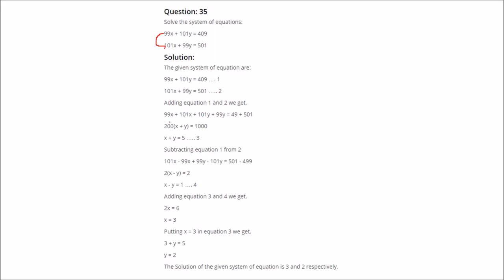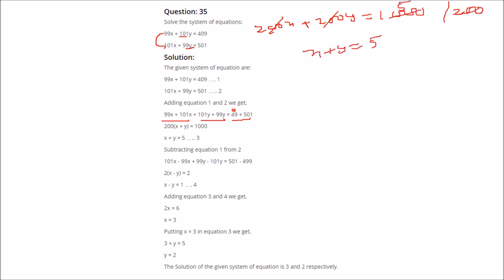So 99 plus 101 will be 200. 101 plus 99 will be 200. 409 plus 501 will be 1000. So this will be 200x plus 200y equal to 1000. Now divide the whole equation by 200. This gets cancelled, this gets cancelled, and 1000 by 200 is 5. So you get x plus y equal to 5. This is one of the equations.